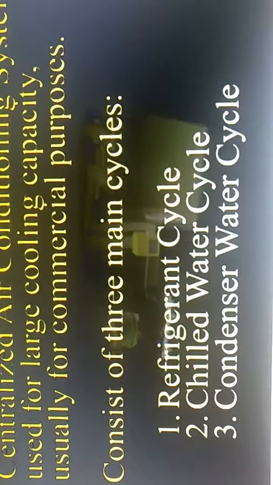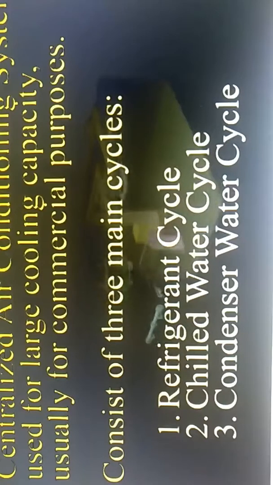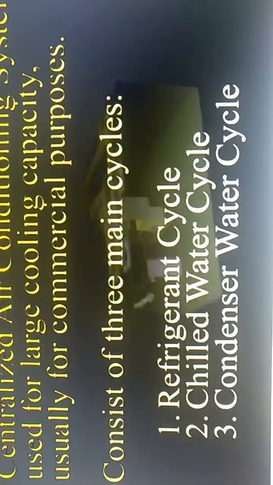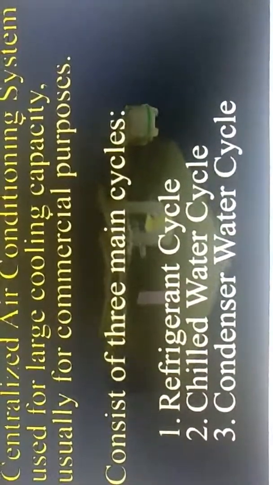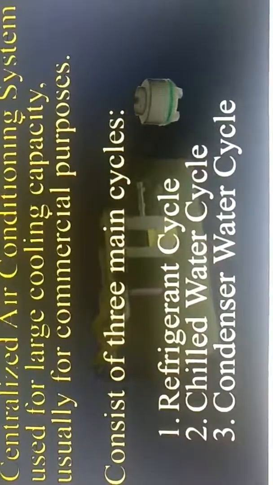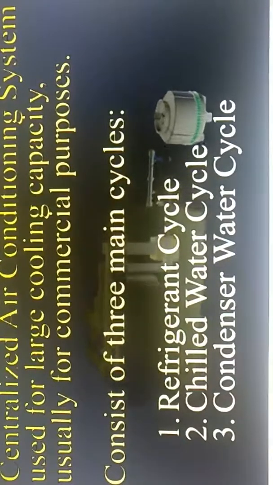Centralized air conditioning system used for large cooling capacity, usually for commercial purposes. Chiller system consists of three main cycles, which are refrigerant cycle, chilled water cycle, and condenser water cycle.